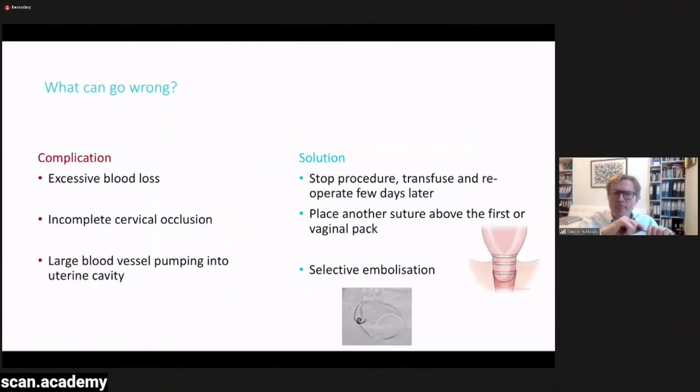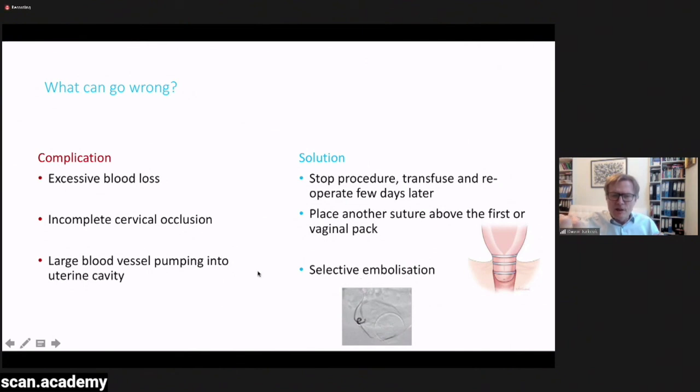What can go wrong? Well, you can have excessive blood loss, but again, having suture in place is an excellent insurance policy. Blood loss becomes excessive. You can tie the suture, stop procedure, resuscitate the patient, transfuse, and then come back a few days later to remove the rest of the pregnancy. If cervical suture is not working, which is very rarely the case, I had a couple of cases in the past, you can put another suture above the first one and you will stop the bleeding. I never needed to put a third one.